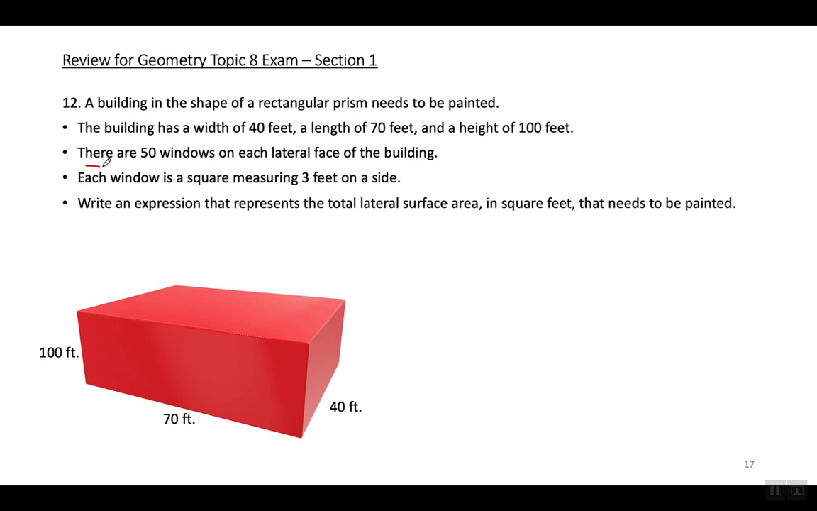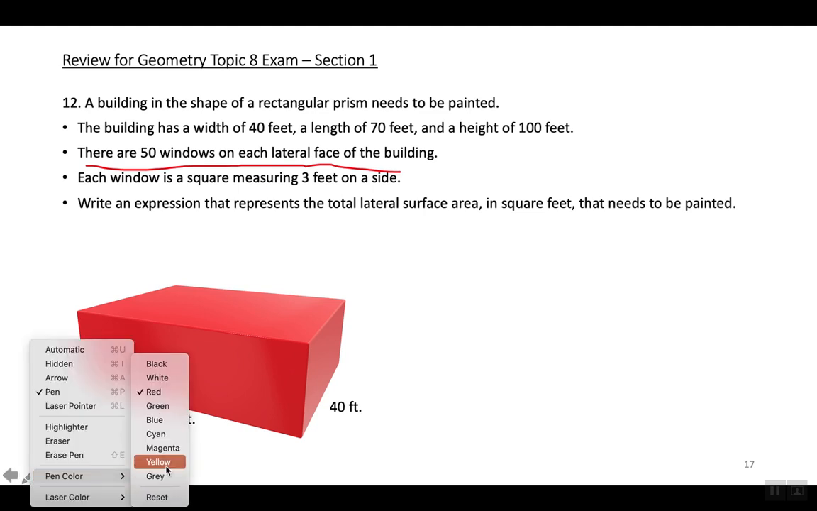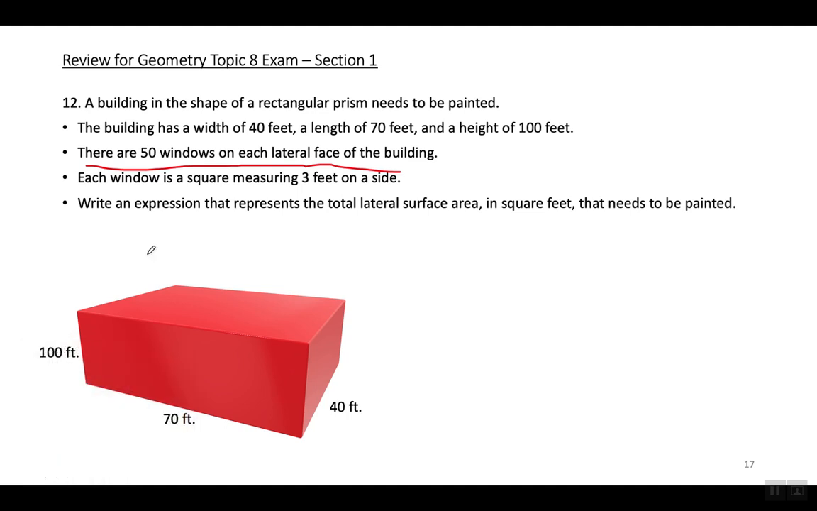Now look. It says there are 50 windows on each lateral face of the building. That means, you know what? Let me change colors because red is not really visible. That means that on this face, I'm obviously not going to draw them all, but there are 50 windows, all right? 50 on this face, and on this face as well, 50 windows, and on the back face as well, 50 windows, and on this side as well, 50 windows.